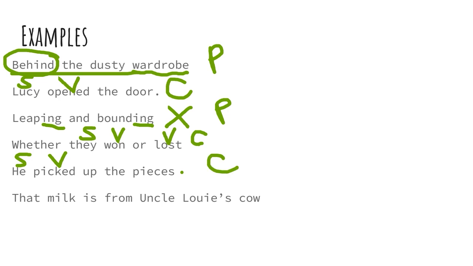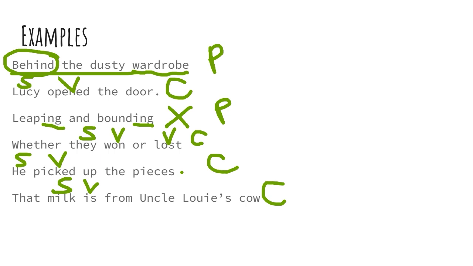And then the last one, that milk is from Uncle Louie's cow. Milk is. Now, I chose this one to show you, you don't have to have an action verb. This is just a state of being verb. Milk is. In some sentences, it might act as a helping verb, or it might act as a linking verb. So it doesn't have to be an action verb to count as a verb. If you have any verb, it counts as a verb. So that would be a clause.